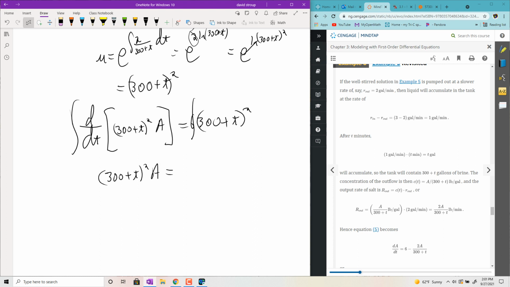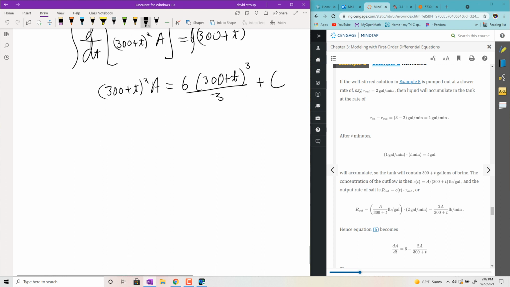On the right, you can do a u sub. You don't need one, though. You'll just get du equals dt with no constants to speak of. And then you just apply the power rule. So 300 plus t cubed all over 3 plus your integration constant.